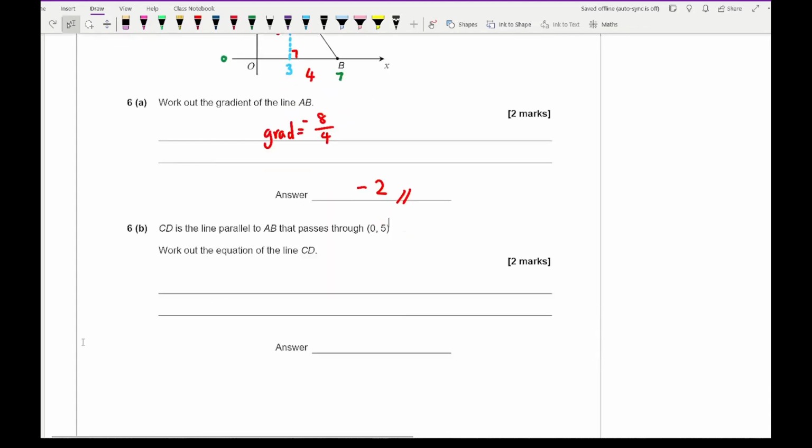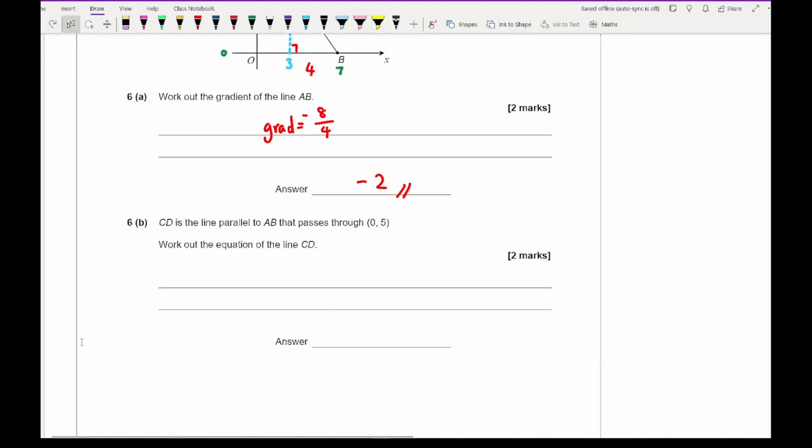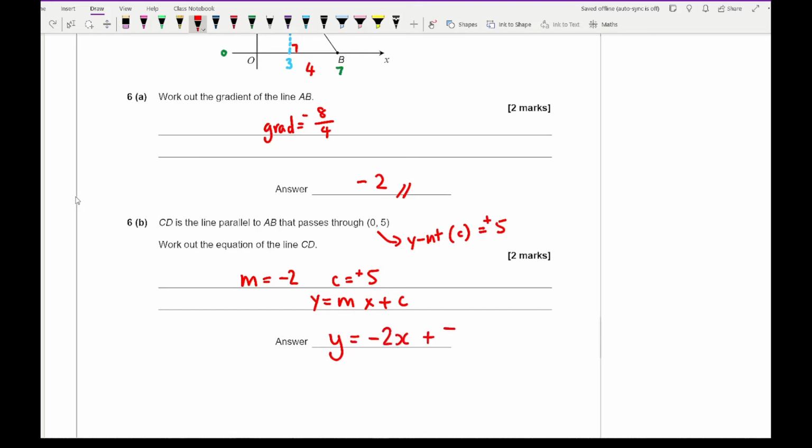Then moving on to the next part of question 6, it says CD is a line that is parallel to AB and passes through 0, 5. Work out the equation of the line CD. Now for this, what we notice is that the y-intercept, which is the c value, is going to be at 5, plus 5 at that. So here I'm looking for a gradient of minus 2 and a c value of 5. So then using y equals mx plus c, I'm going to end up with an equation of y equals minus 2x plus 5.